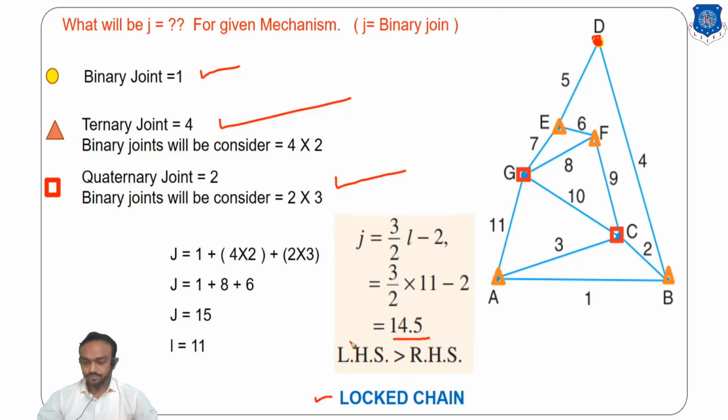Okay, so the point to remember is that whenever there is a ternary joint, if there are four ternary joints, we will count them as 8, because one ternary is equal to 2 binary. And if a quaternary joint is there, we have to count it as 3 times. Okay, clear?